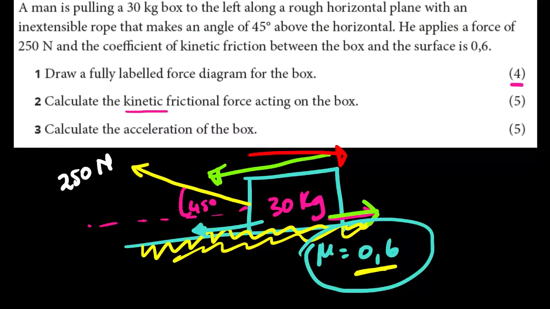Now, looking at our last question, it says calculate the acceleration of the box. To calculate the acceleration of the box, we are going to be using this equation: F net is equal to ma. Like I said, there are tricks, or let me say indications, that we should take note of.